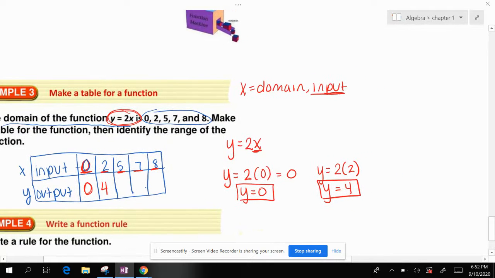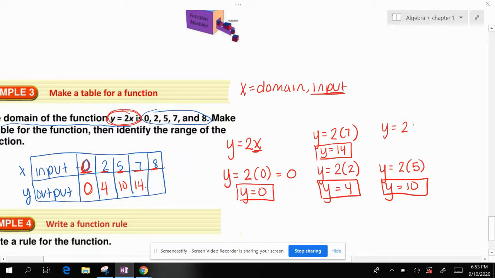All right, let's keep going. y equals 2 times, now my input is the next number, which is 5, the next domain. 2 times 5 is 10. So when my input is 5, my output is 10. Almost done with the table. My new domain I'm plugging in is 7. So my new output is 14. And last but not least, my new domain I'm inputting is 8. I have 2 times 8, so my new output is 16.